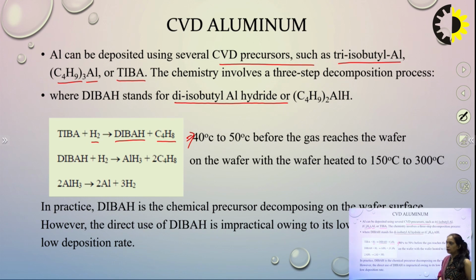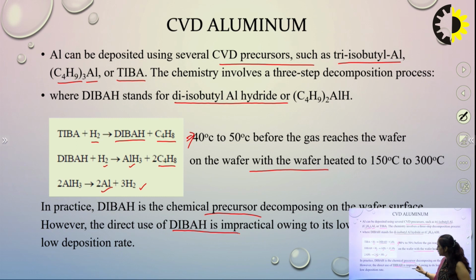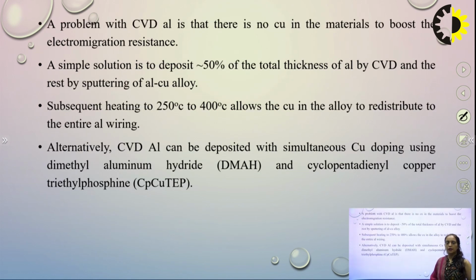We have seen that the temperature is very low. Then this DIBAH is reacted with hydrogen to give aluminum hydride AlH3 plus C4H8. This reaction is processed at 150 degrees C to 300 degrees C, and finally this AlH3 is processed to give the aluminum metal lines and hydrogen gas as a residual. So in practice, the DIBAH is the chemical precursor decomposing on the wafer surface. However, the direct use of DIBAH is not possible, because the processing is done at a very low temperature.